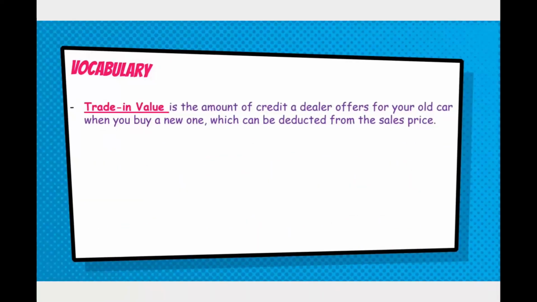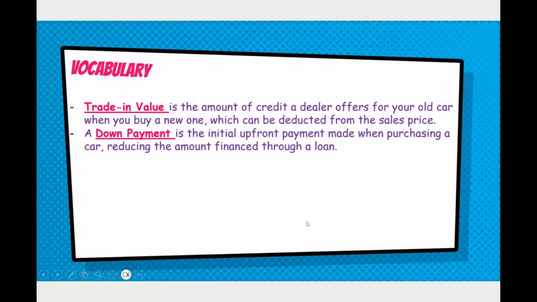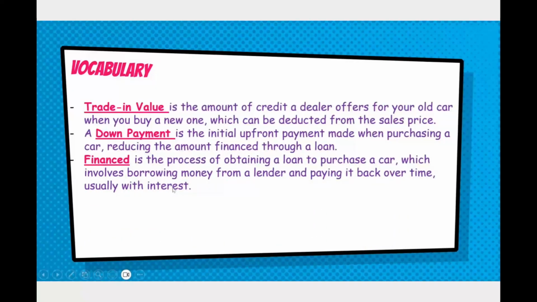Some other vocabulary is the trade-in value. This is the amount of credit a dealer offers for the old car when you buy a new one, which can be deducted from the sales price. So you make that calculation first, and then you take the trade-in off of the sales price, not the purchase price. A down payment is the initial upfront payment that is made when purchasing a car, reducing the amount you finance through a loan. So some people might have a trade-in as well as an initial down payment to reduce the amount that they finance.